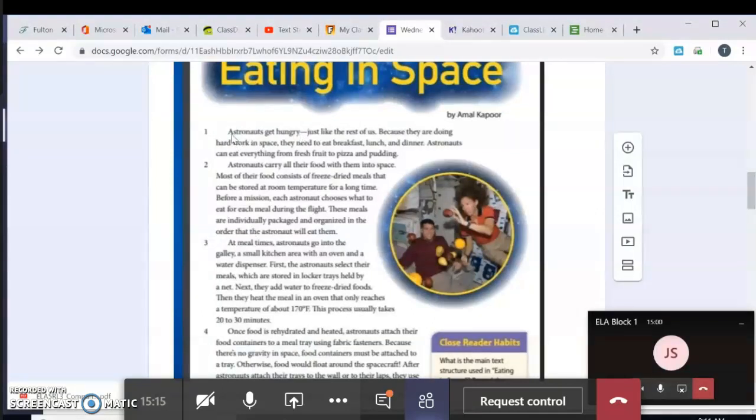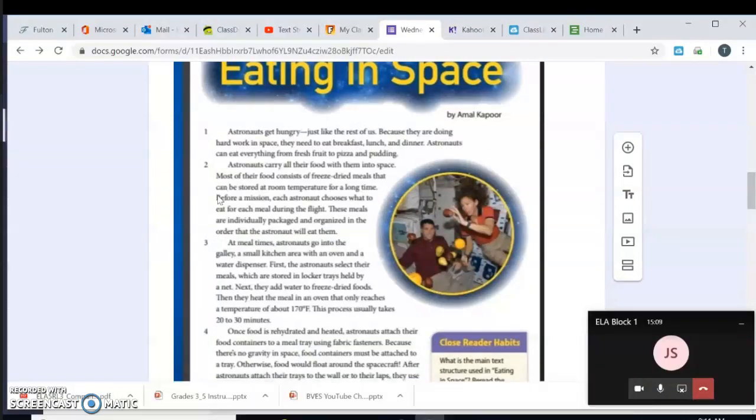When I skim, I'm not really reading. I'm just searching for clue words like first, then, next, finally, before, all of that. Anybody see any of those clue words? Ms. Ann? Ms. Ann, which paragraph and what clue word? In paragraph 3, it says next. See next? Girl, I didn't even see that. In paragraph 3, great job.